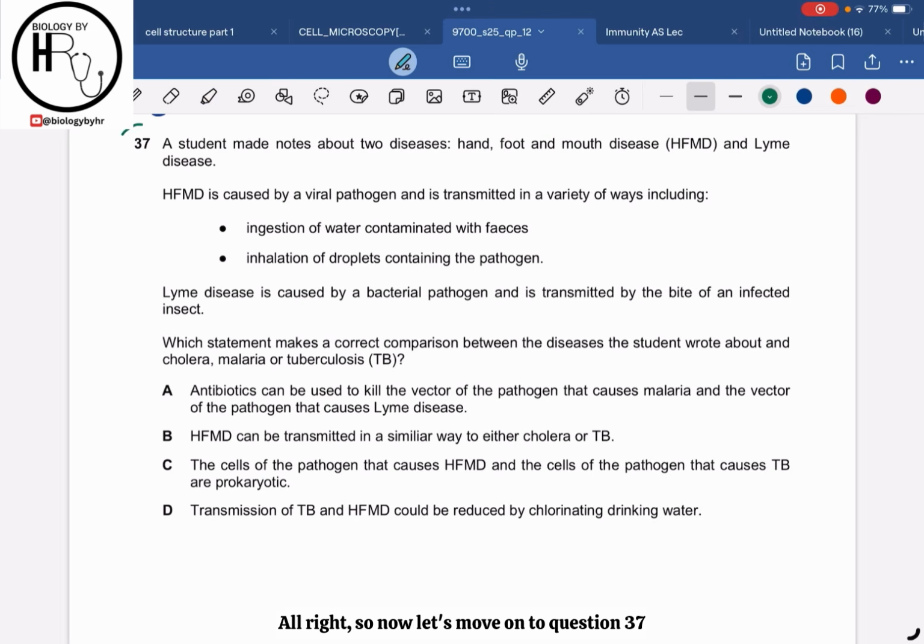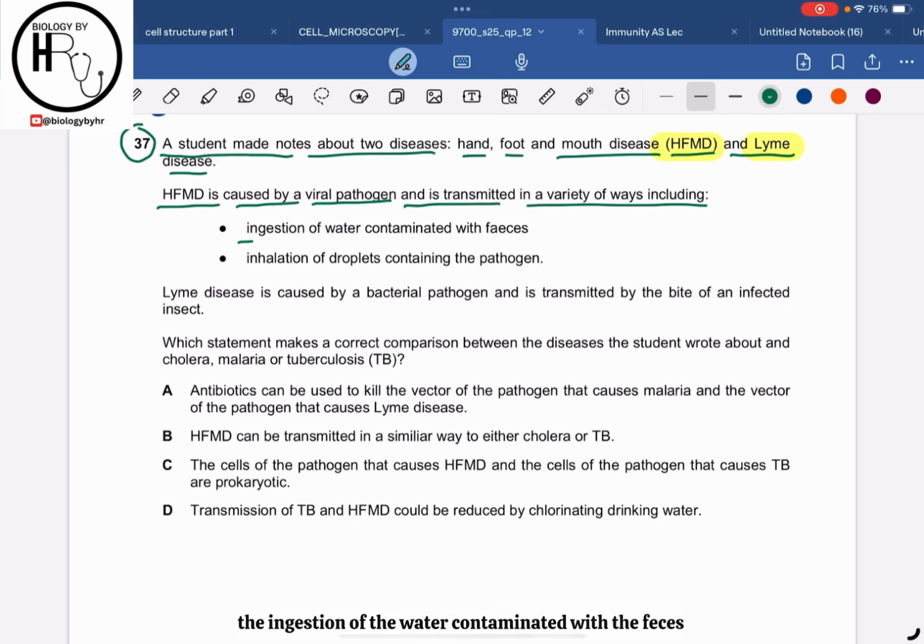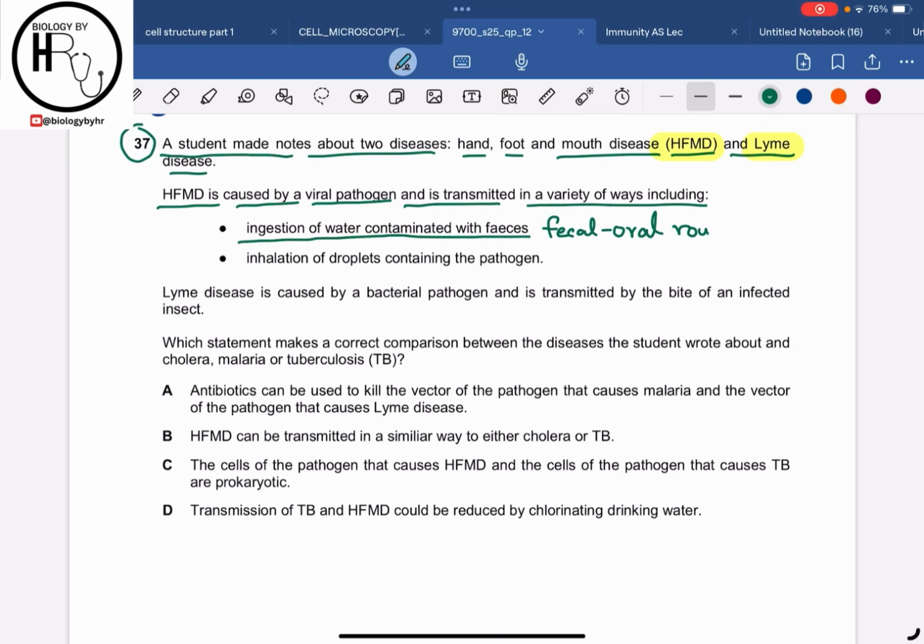Alright, so now let's move on to question 37. It is a very lengthy question, so let's give it a read. A student made notes about two diseases, hand, foot and mouth disease, HFMD, and Lyme disease. HFMD is caused by a viral pathogen and is transmitted in a variety of ways, including the ingestion of water contaminated with feces, which is also known as the fecal-oral route, right?